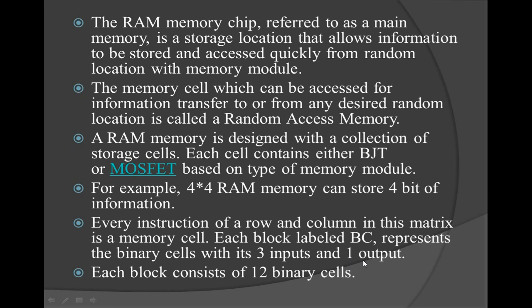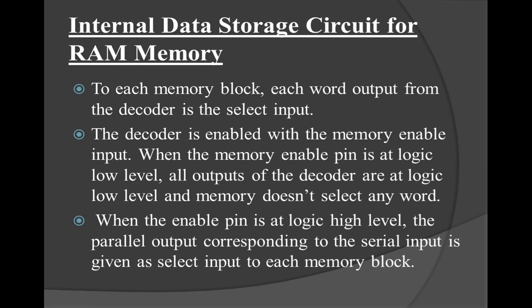Each block is labeled by BC, which represents the binary cell, with its 3 inputs and 1 output. So each block consists of 12 binary cells. Let us see the diagram. We are going to study more about the internal storage circuitry of a RAM memory. For each memory block, each word output from the decoder is a select input.